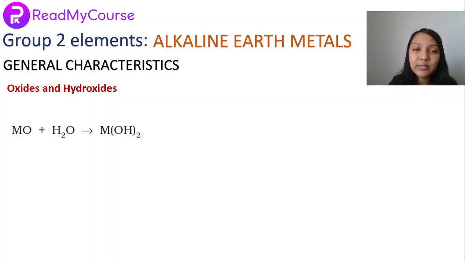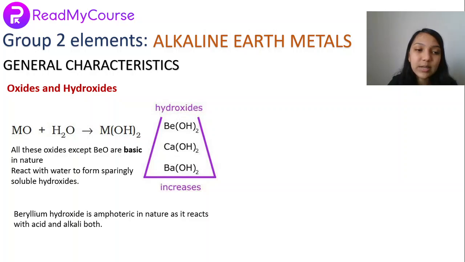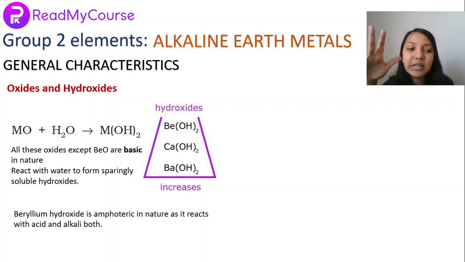When they react with oxygen, they give metal oxide, which gives metal hydroxide. Fine. And all these oxides except beryllium oxide are basic in nature. Again, we see beryllium being an exception in most cases, right? All these oxides except beryllium oxide are basic in nature and they react with water, that is, the metal oxides react with water to form hydroxides. Fine. These are sparingly soluble, not completely soluble.